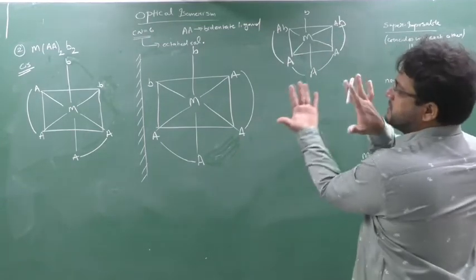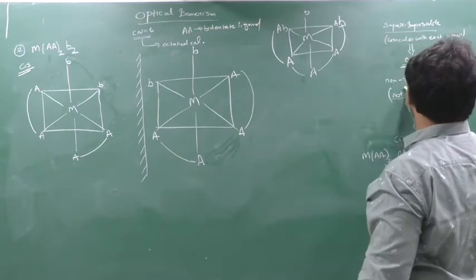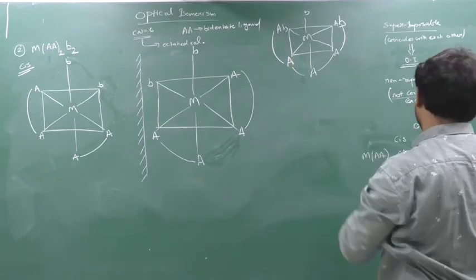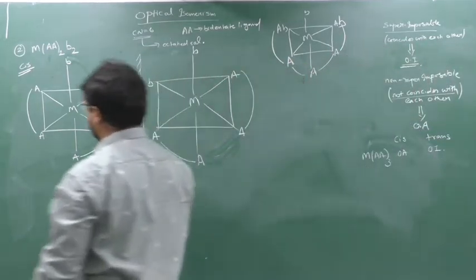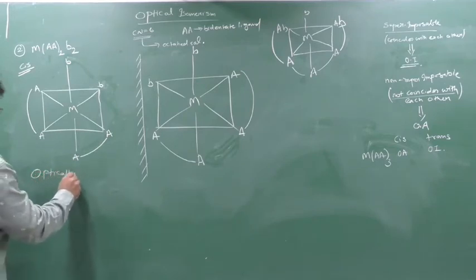They don't fit into each other completely; they don't coincide. So they are non-superimposable. Non-superimposable means they do not coincide with each other. So you can see here they are not coinciding with each other. So they are optically active. So C is optically active. You can write down here, optically active.